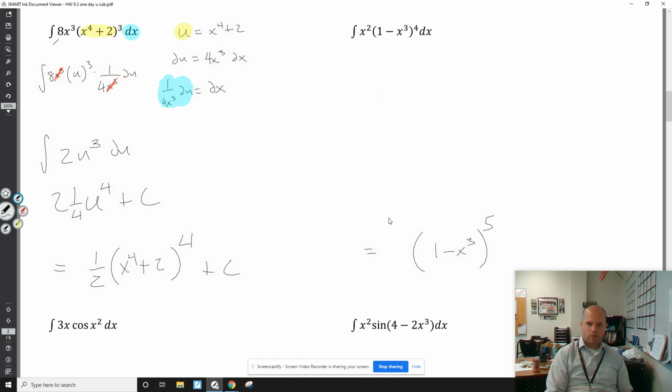Now, if I took the derivative, I'd get a 5. And then this would turn to the 4th. And then when I take the derivative of this, I'd get a negative 3x squared. So I have a 5 and a negative 3, which is negative 15. I don't want a negative 15x squared.